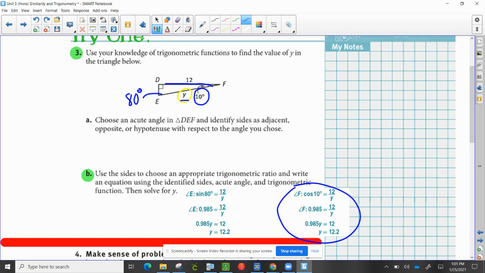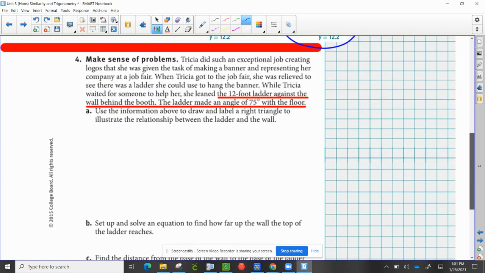Okay, let's just wrap up here with question 4 and then we are done. So a 12-foot ladder is against the wall, okay? The ladder makes an angle of 75 degrees with the floor. So let's just make a diagram here. So we have a wall. And there is a ladder, 12-foot ladder, leaning against it. So here's my ladder. And they said it's 12 feet.